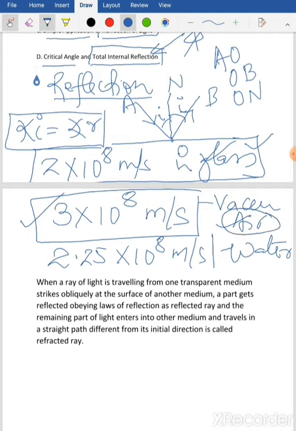So here you see that less is the density of the medium, faster is the speed of light. More is the denser. Here you can see the speed of light is lowest, that is 2 into 10 to the power 8 meter per second in glass.